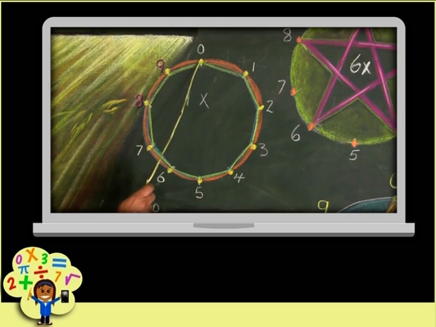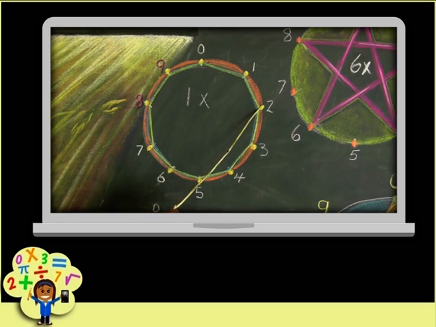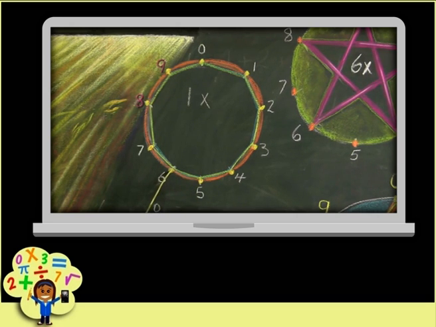This circle will show us the 1 times table. So we start here. 0 times 1 is 0. 1 times 1 is 1. 2 times 1 is 2. 3 times 1 is 3. 4 times 1 is 4. 5 times 1 is 5. 6 times 1 is 6. 7 times 1 is 7. 8 times 1 is 8. 9 times 1 is 9. And 10 times 1 is 10.